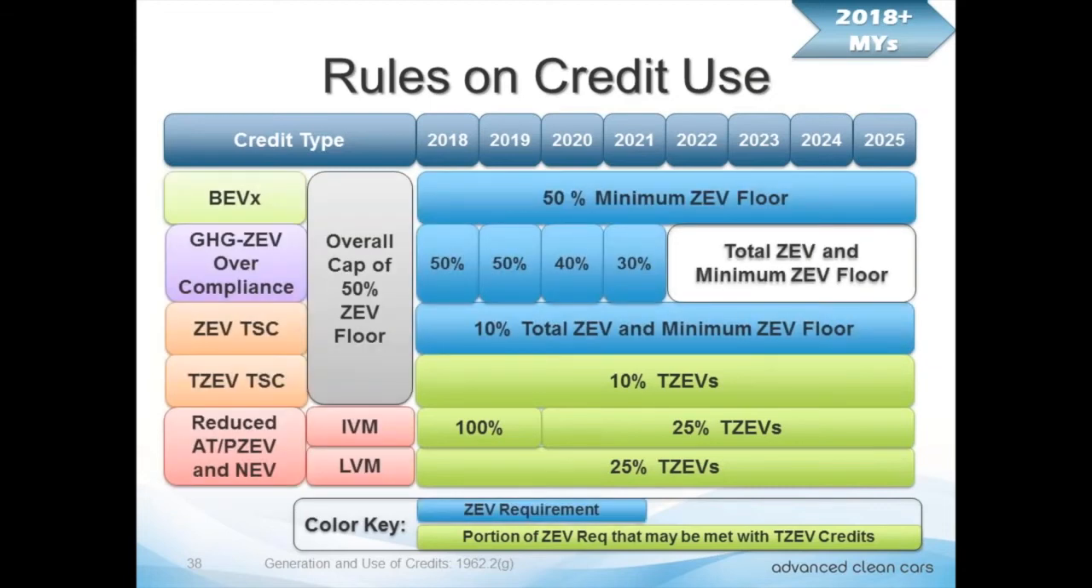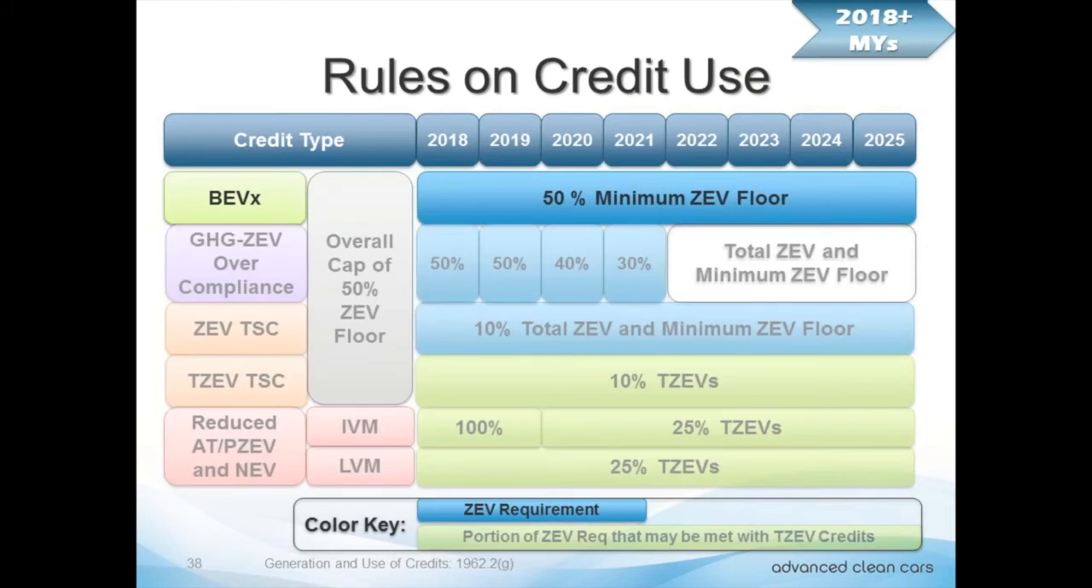First, we will start with credits earned from BEVXs. Credits earned from BEVXs are only allowed to meet half of the manufacturer's minimum ZEV floor. Notice that there is no restriction on how these credits can be used in meeting a manufacturer's requirement that may be met with credits from TZEVs. Next are the caps on GHG ZEV overcompliance credits. I know that we just went over these in detail, but I wanted to show you how these credit caps relate to other credit caps.